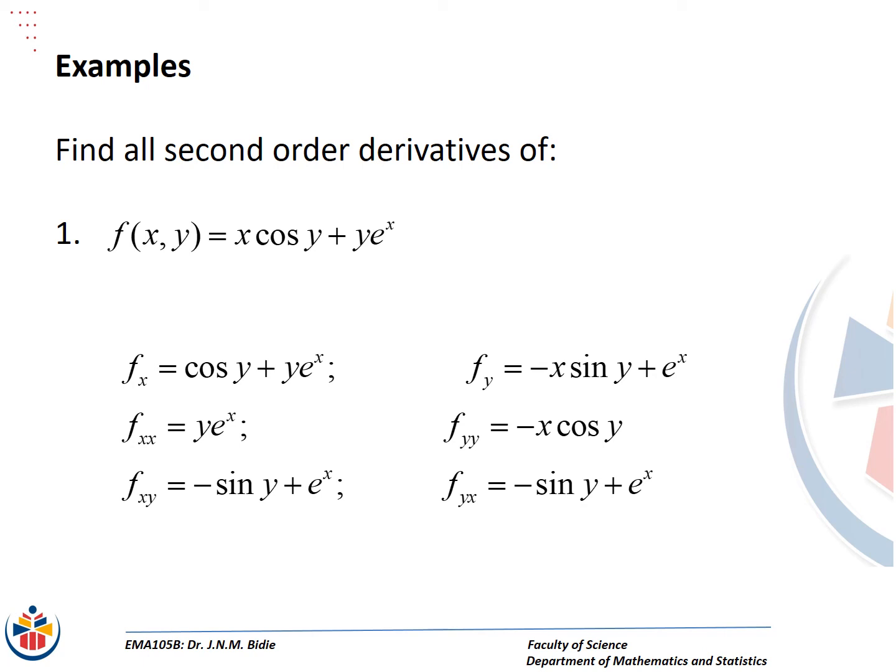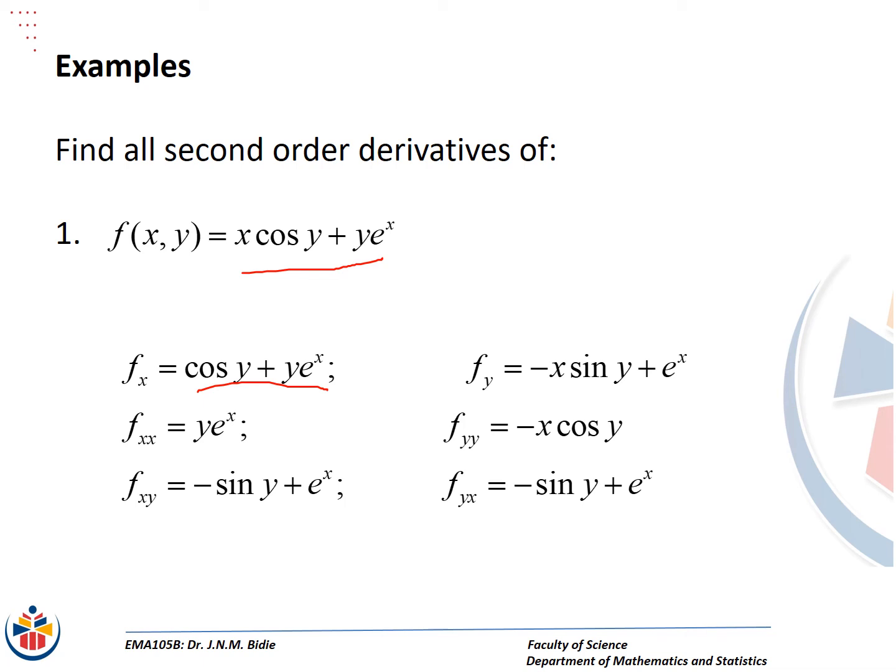For these ones, we are asked to find all second order derivatives. So that means we are going to find fxx, fyy, fxy, and fyx, all four of them. So we've been given x cos y plus y e to the power x. Differentiating with respect to x, that means y is a constant. So the first term becomes cos y plus y times the derivative of e to the power x, which is e to the power x.